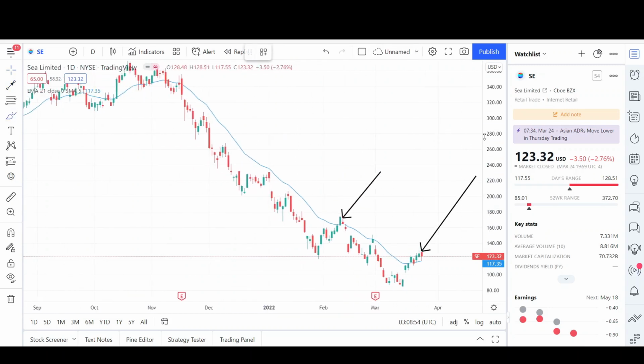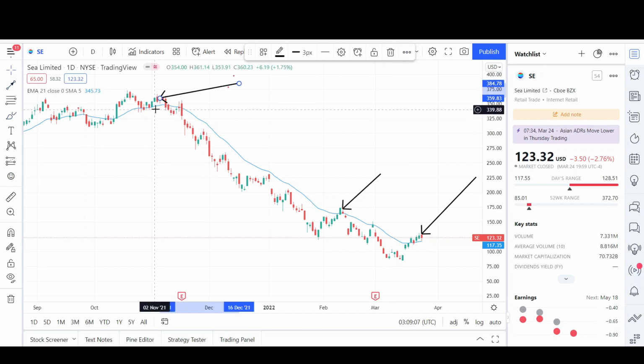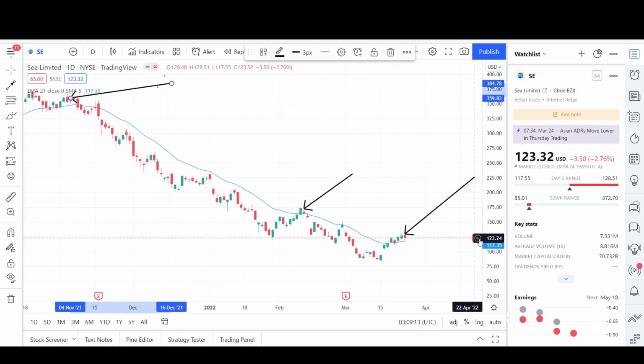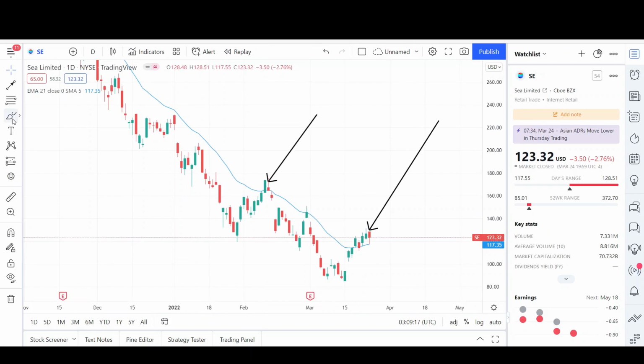We have had 5 bars, 1 2 3 4 5 bars above the EMA. The last time we did that looks like it was back over here. Let me show you guys with the arrow. Looks like back here in early November of 2021 was the last time price action had this many bars above the EMA. So this definitely looks different than other rallies in the past that got defeated.